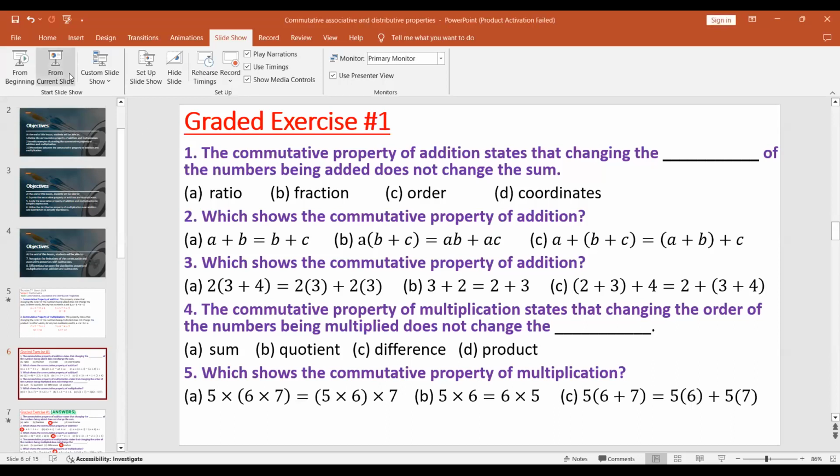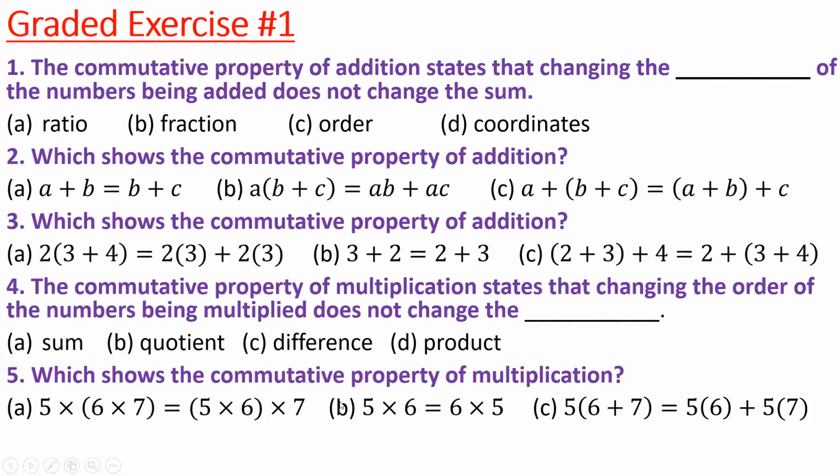Okay, so now for number 1, by the way, write this down and also write down the options as well. Again, write this down and also write down the options. And then once you finish with the work, send it to me via WhatsApp. So for number 1, the commutative property of addition states that changing the blank of the numbers being added does not change the sum.